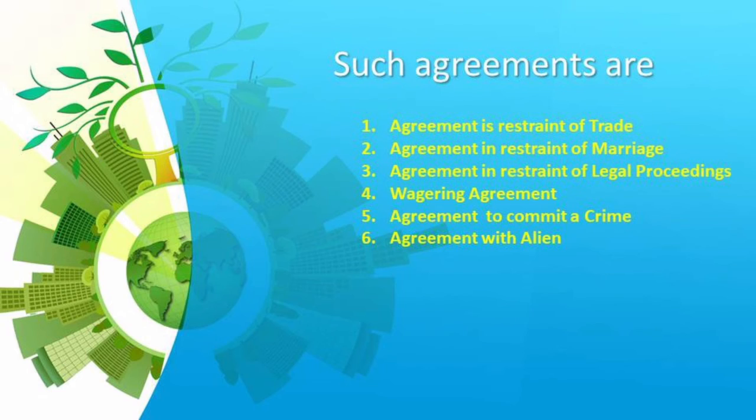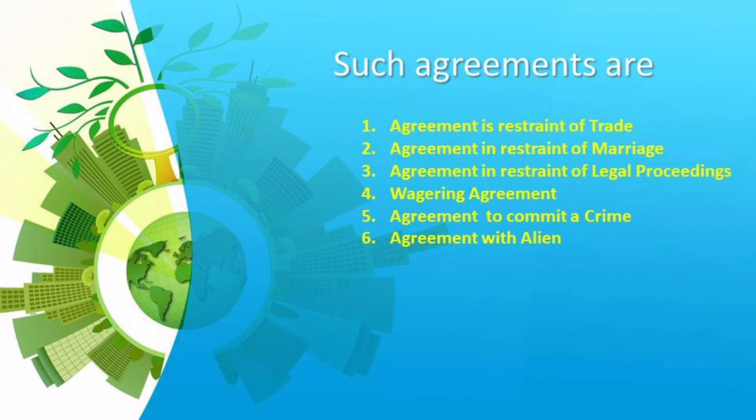Next is wagering agreements. Wagering agreements have been defined under section 30. Wager means bet. So, wager means a promise to give money or money's worth upon the determination or ascertainment of an uncertain event. There is a separate chapter on wagering agreements. We will discuss this later.